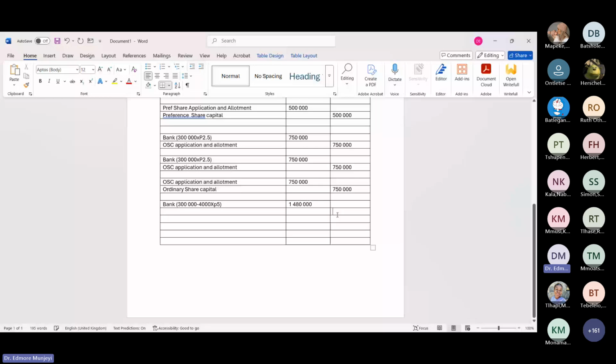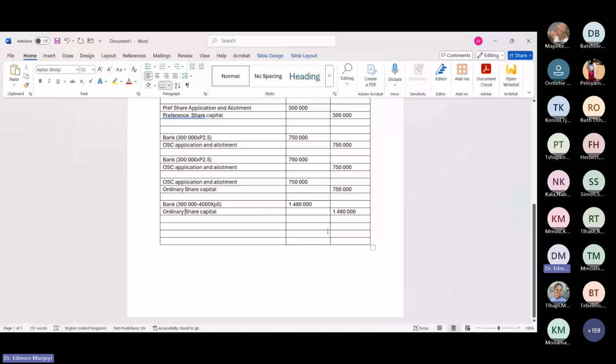And what is this? This one is straight to ordinary share capital, because these are our members now. We are now paying installments. So ordinary share capital 1,480,000.